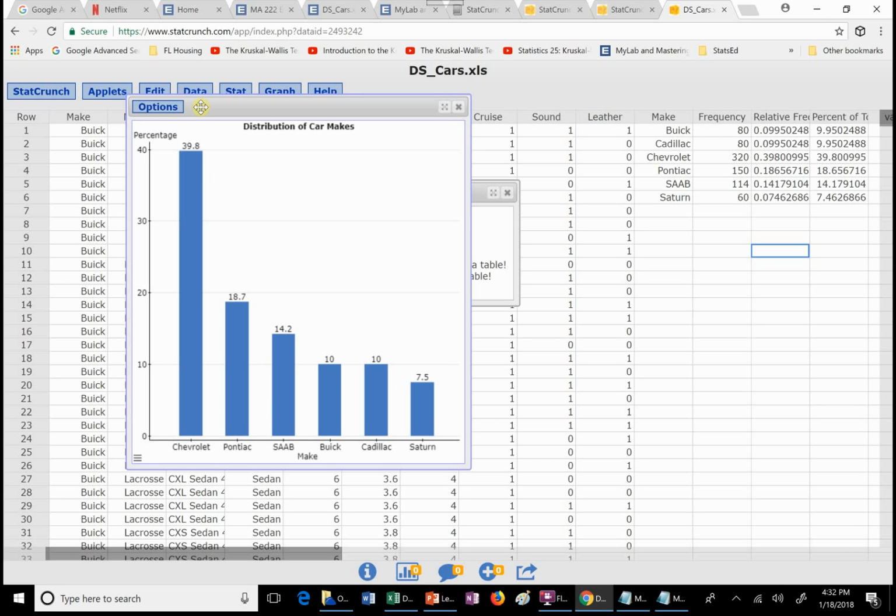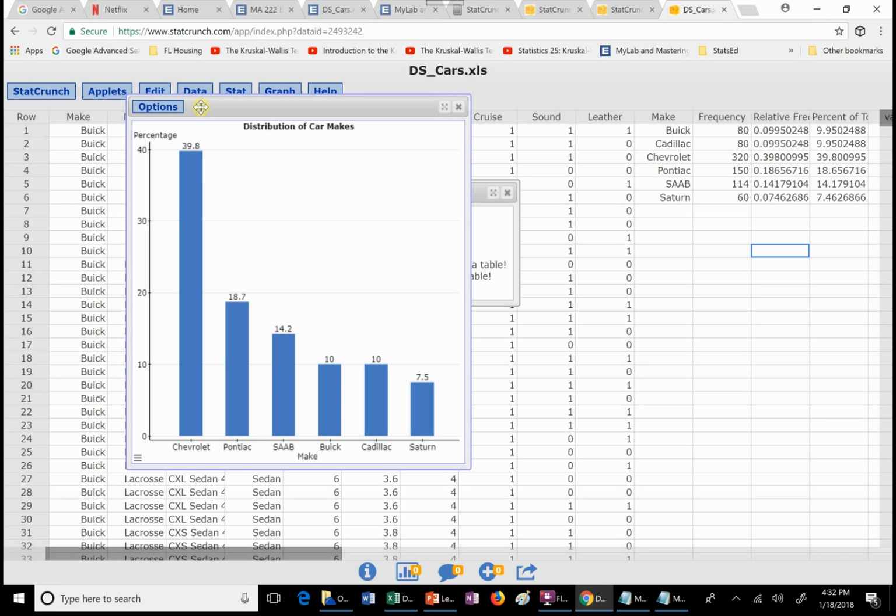Okay. Now, how do we describe the rest? That's kind of subjective. It depends on the data set. The way I might do it is I might kind of group things. I might say, Saab and Pontiac were roughly about 15%.